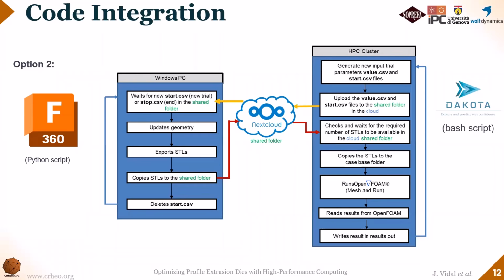There are files that are generated to trigger the processes, and when they are running, there is a Python script also running in Fusion that is waiting for the file to appear, and when the file appears, it starts generating geometries and creates the STLs. Then the STLs are sent to the cloud, and they are sent to the cluster, and then Fusion is waiting for a new request for a new geometry, and the process continues until the optimized solution is reached.